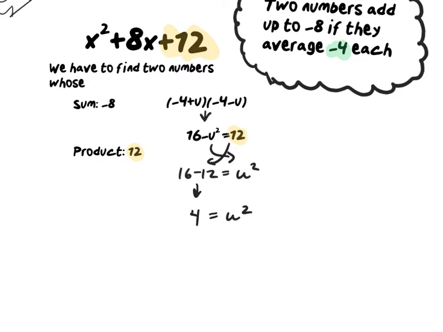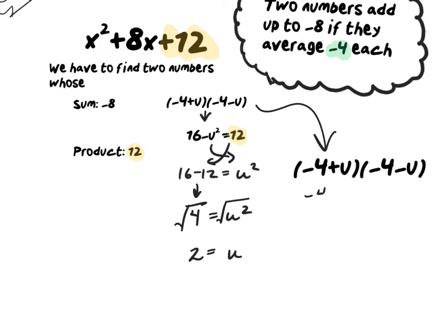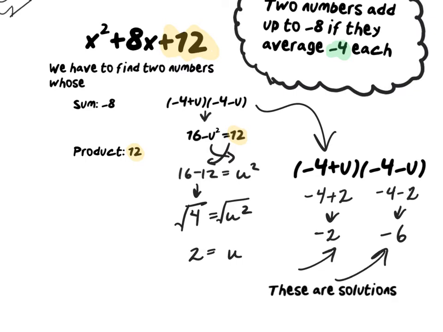And then we take the square root of both sides. So that gives us u is equal to 2. The unknown value is 2. So now I plug in a 2 everywhere I see a u. -4 plus 2 is -2. -4 minus 2 is -6. So -6 and -2 are solutions. They're not the factors, but they are the solutions.